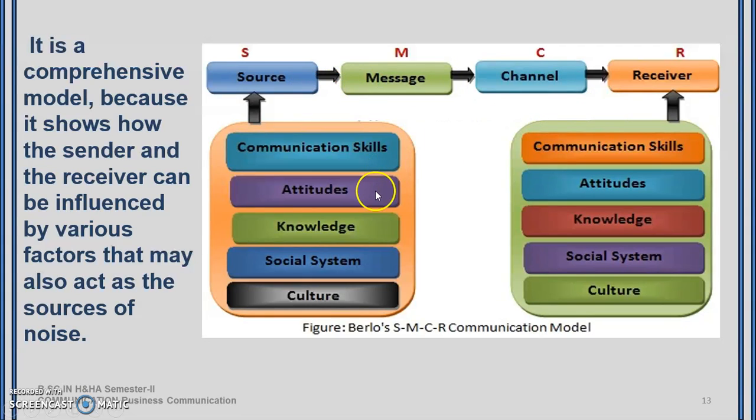Just see, communication skills, attitudes, knowledge, social system and culture influence the communication of a source, and understanding by the receiver is influenced by again communication skills, attitude, knowledge, social system and culture. Just see this. These are the basic barriers to communication, whether you are sending or whether you are receiving the communication. If my communication skills are as good as your communication skills, I will be able to understand you. If my attitudes are as good as yours, I will be able to understand. So these are the factors which influence the source, that is sender, and receivers. This is what this model of communication helps us to understand about the process of communication.